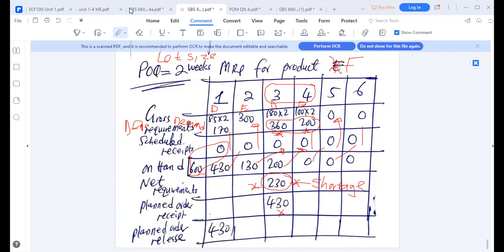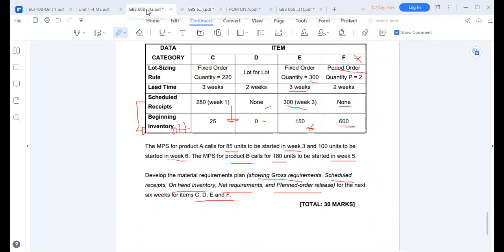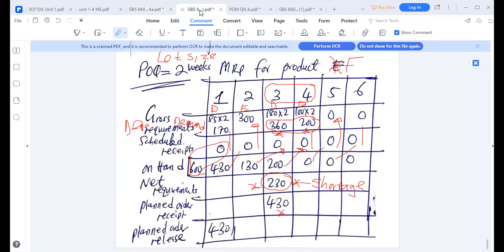And then we check the aspect of what we have on lead time. Lead time is 2 weeks. So this is the time between when an order is placed and when an order is received. So meaning that this would have been released 2 weeks before. So this is about how this question came in. So this is on MRP.